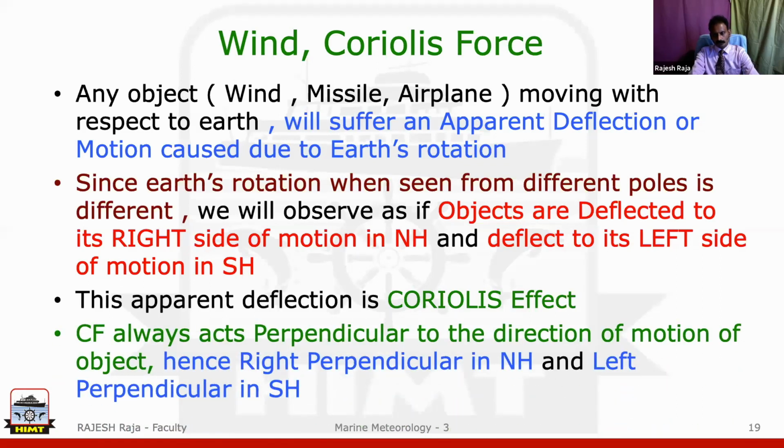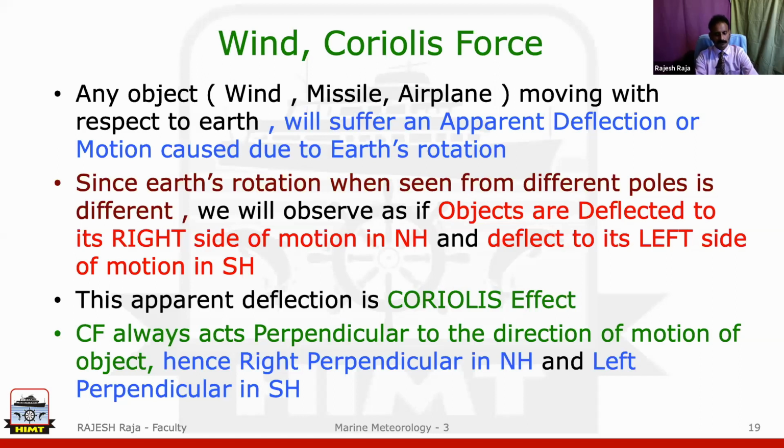Now, what does Coriolis force do? The Coriolis effect can be termed as a Coriolis force. It is a force in addition to the PGF. We saw PGF acts perpendicular to the isobars, but Coriolis force acts perpendicular to the direction of motion of that object. It can be an aeroplane, it can be your wind, it can be a missile, anything. So it is going to act at a right angle to the motion of the object, not the isobars. Please remember this one.